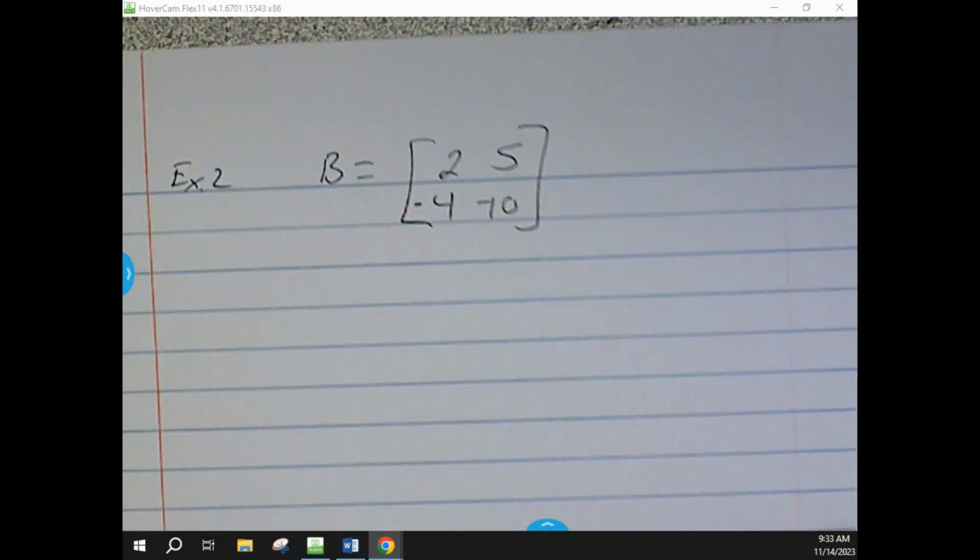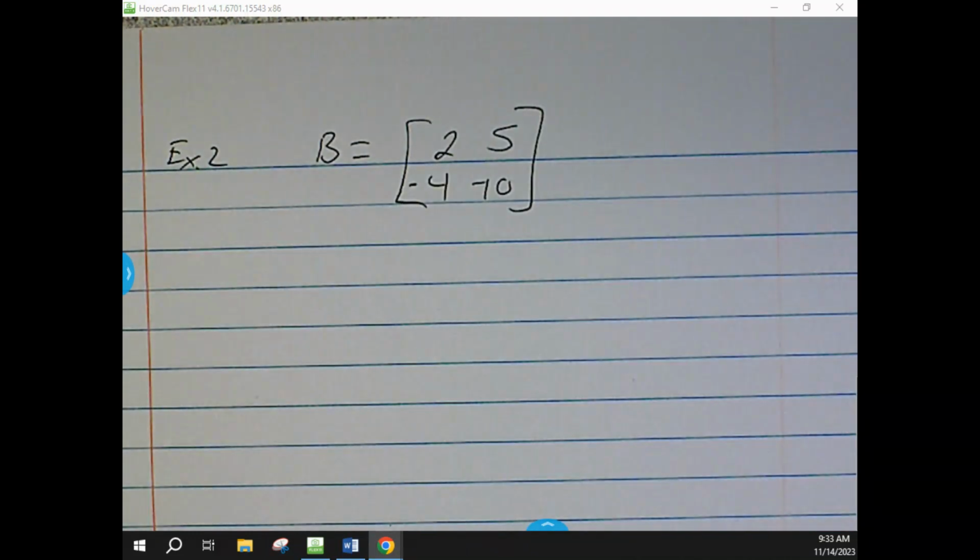Okay, so let's start with this one. First off, let's go ahead and figure out what the determinant is going to be. Actually, y'all do this first. Y'all go ahead. Y'all tell me what the determinant's going to be. We'll pause for a minute.